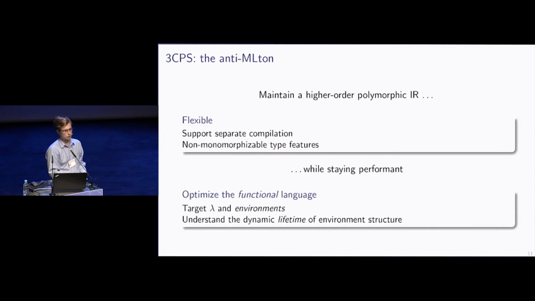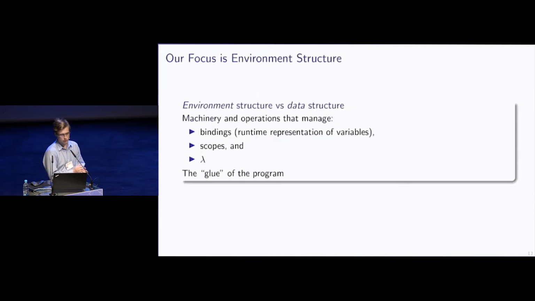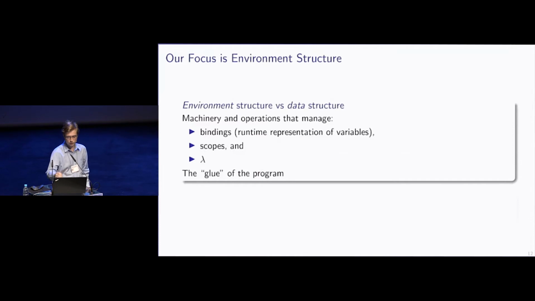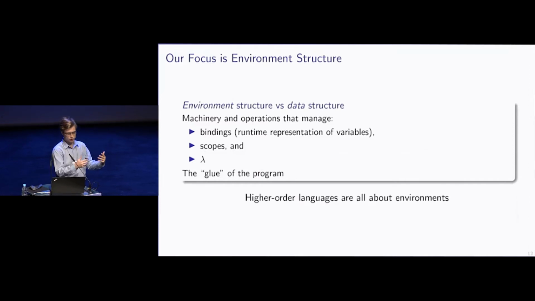And the way that we do this is we're going to try to understand the dynamic lifetime of environment structure. So what is environment structure? Well, environment structure is not data structure. There's been heaps of work on lists and arrays and all of these things. These are data structures. Environment structure is the machinery and the operations associated with implementing bindings, scopes, and lambdas. And this is really the operations that glue together the program. Higher order languages are all about environments, so let's target environments.